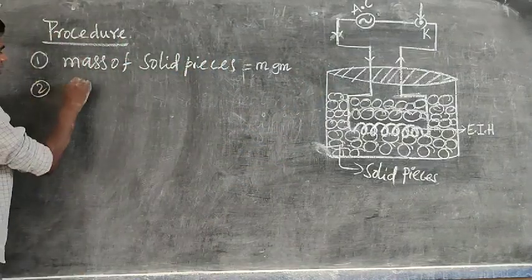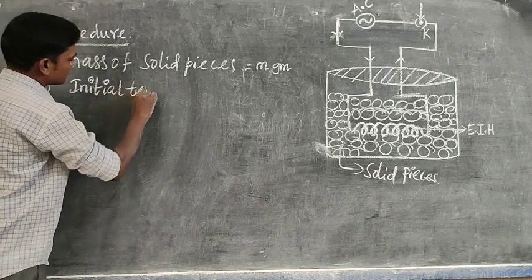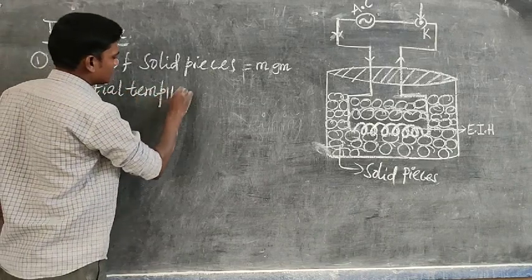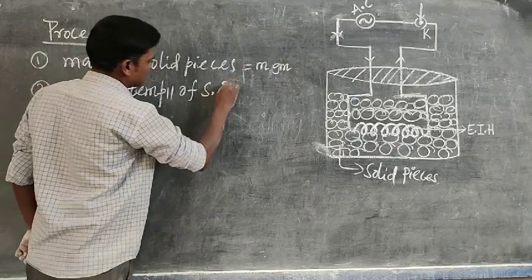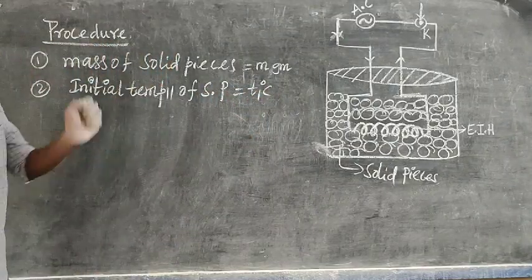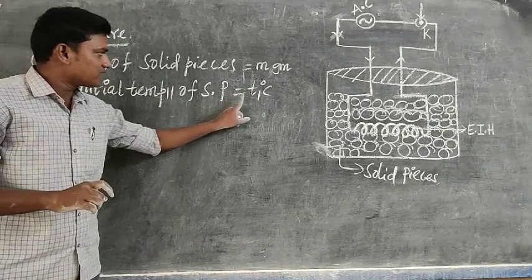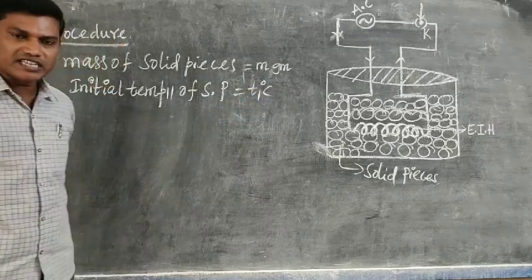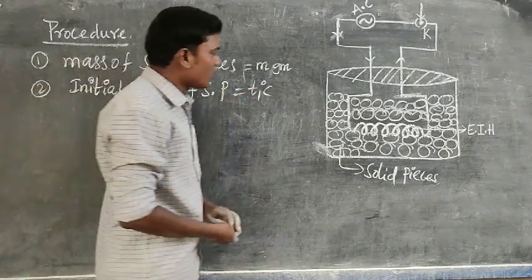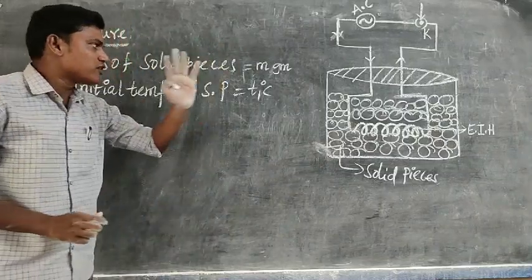That is simply the initial temperature of solid pieces. That is, SP means solid pieces, equals T1 degree Celsius. After that, now we can take a known power of electric immersion heater.